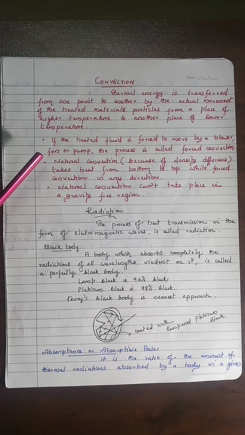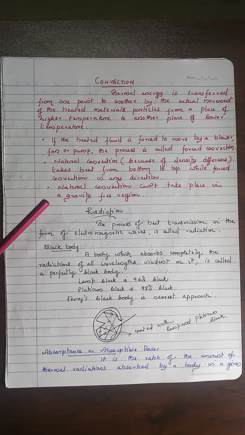Our blood circulation, we can say, is one very good example of forced convection. The natural convection, because of the density difference, takes heat from bottom to the top, while forced convection works in any direction. But keep in mind, natural convection can't take place in a gravity-free region. So gravity is the main thing for natural convection.